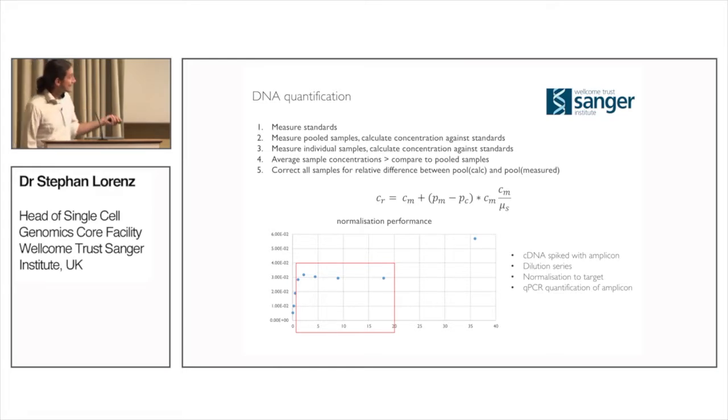What we can see here, these are the dots, this is the concentration of the cDNA, this is just an arbitrary qPCR value. Between 2 nanograms and 20 nanograms, we get a normalization to our defined target, which is now the range we can work in. And yeah, it's good enough for us.